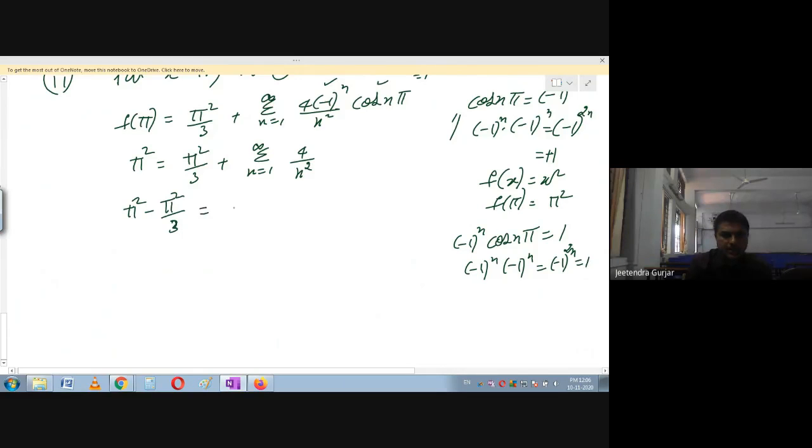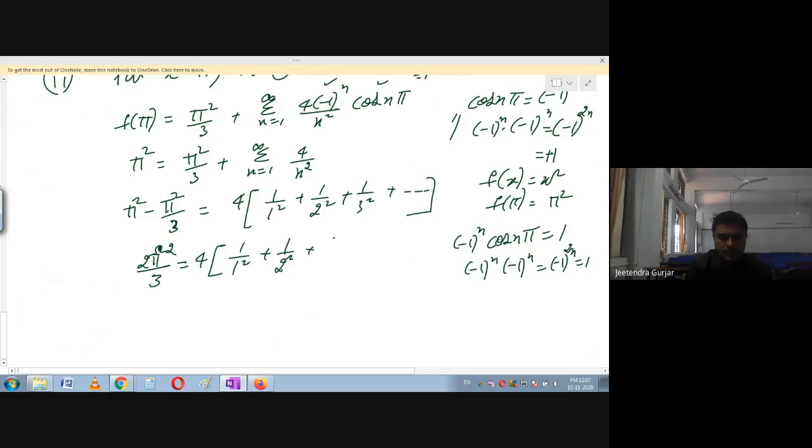This is equal to summation n equals 1 to infinity. So I'm just going to substitute wherever n is there: 1/1² plus 1/2², 1/3², and so on. Further, if you simplify this, I'm going to take 3 to this side. 3π² minus π² will become 2π²/3. Please remember, this is 2π²/3, 4, and this remains as it is.